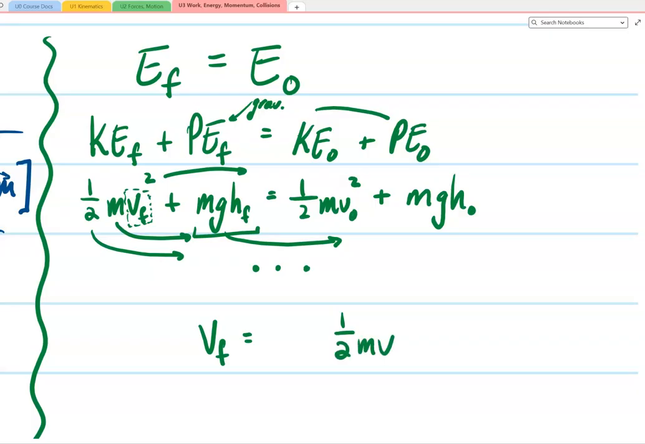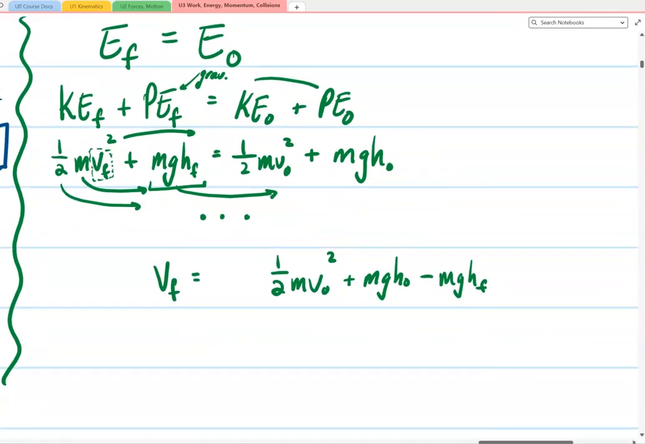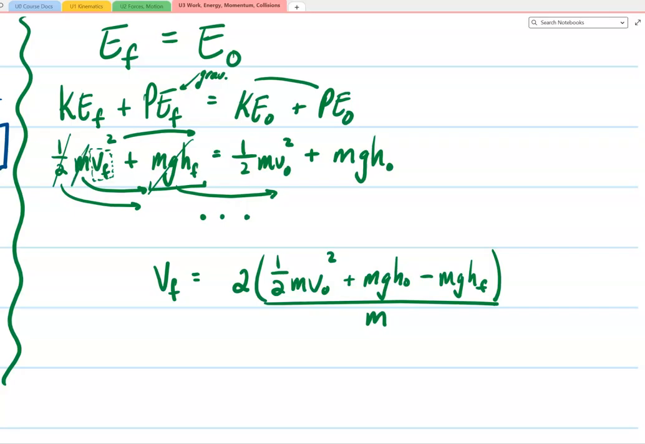Half of our mv initial squared plus mgh initial. We'll subtract from that the mgh final. Divide that by 1/2, which would be the same as multiplying by 2. So I'll just multiply that by 2. That takes care of this. This is already gone. We divide everything by m. That takes care of this. And then place all of that underneath a radical sign.